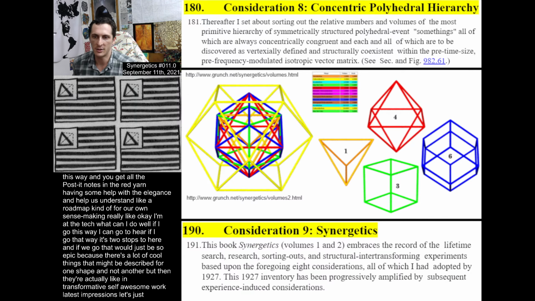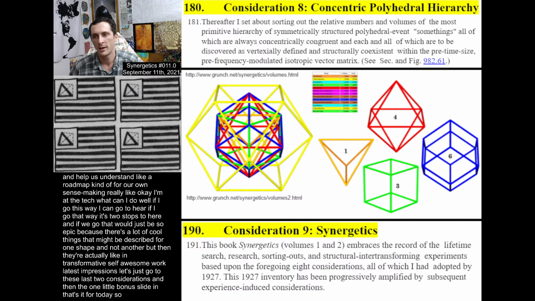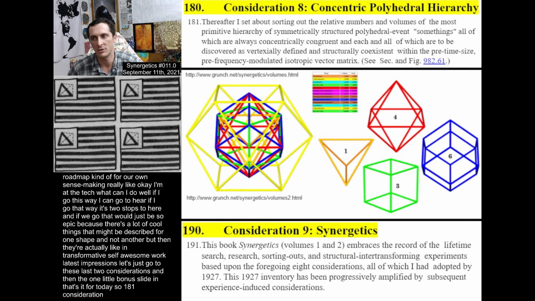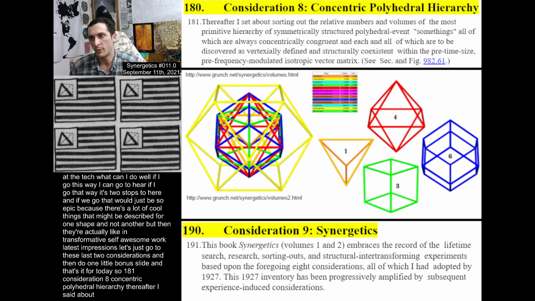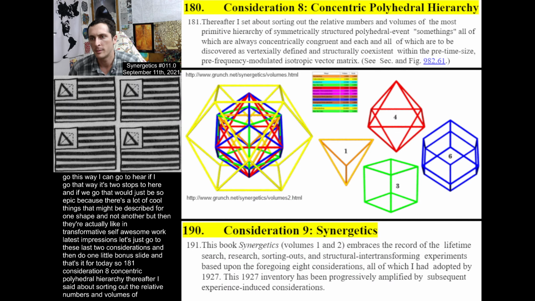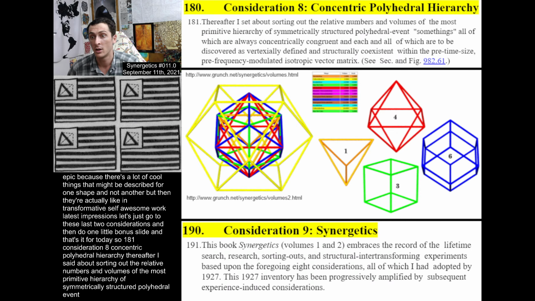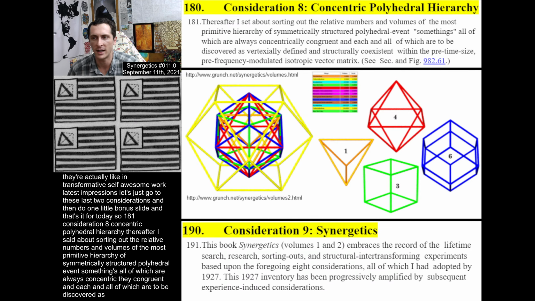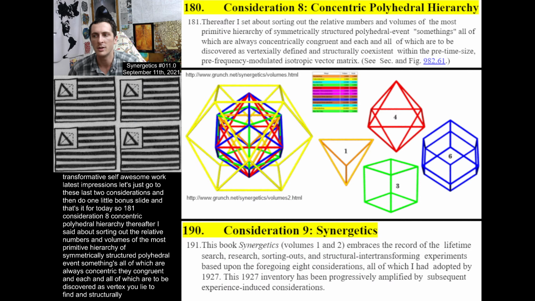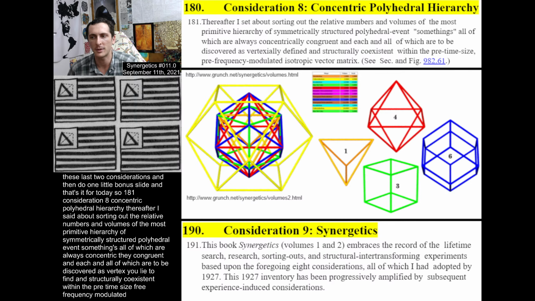Let's just go to these last two considerations, and then there'll be one little bonus slide, and that's it for today. So 181, consideration 8, concentric polyhedral hierarchy. Thereafter, I set about sorting out the relative numbers and volumes of the most primitive hierarchy of symmetrically structured polyhedral event somethings, all of which are always concentrically congruent, and each and all of which are to be discovered as vertexially defined and structurally coexistent within the pre-time size, pre-frequency modulated isotropic vector matrix.